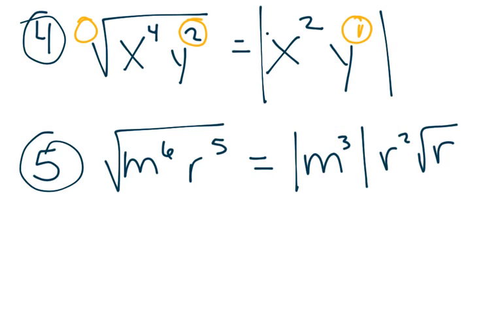Okay, now the r squared, we can break the square root of r to the 5th down into r to the 4th times r. The square root of r to the 4th is r squared, and that leaves the single r underneath.